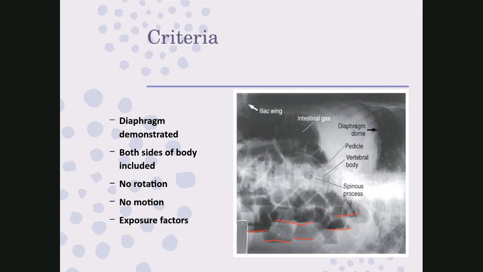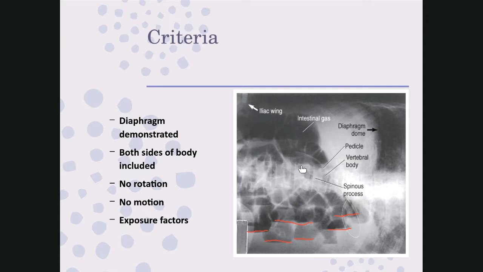When we look at the upright, I'll show you what I mean by that as well. So air fluid levels definitely visible on there because of the way the patient is placed and that it's a horizontal beam. You can see the spinous process down here. This would be lower thoracic and then lumbar spine. And then the different parts, the pedicle, the vertebral body, and the spinous process. So this is a left lateral decubitus abdomen.